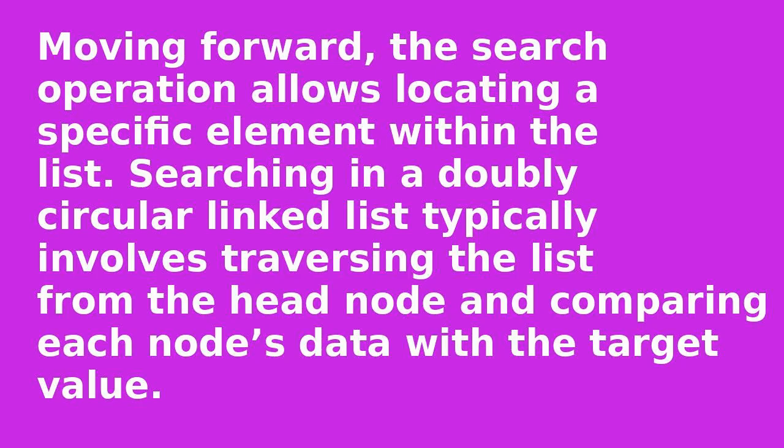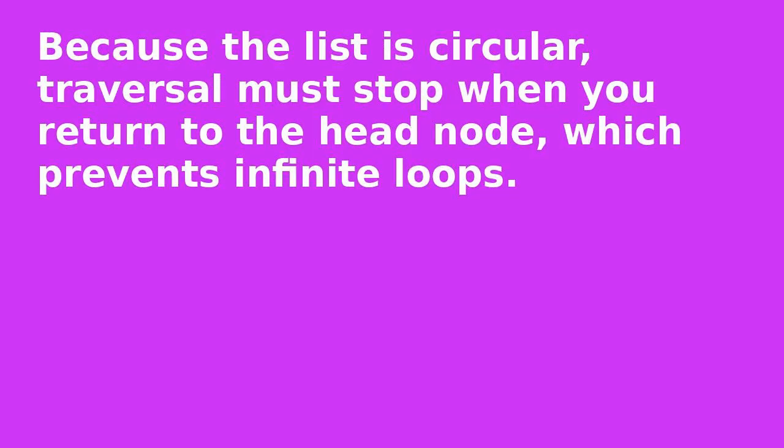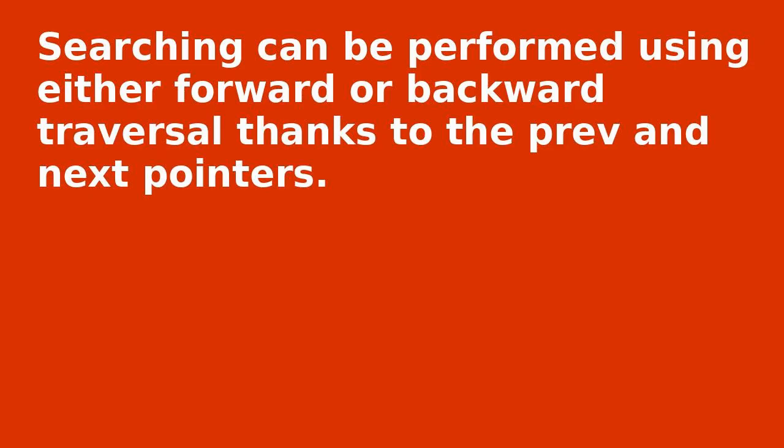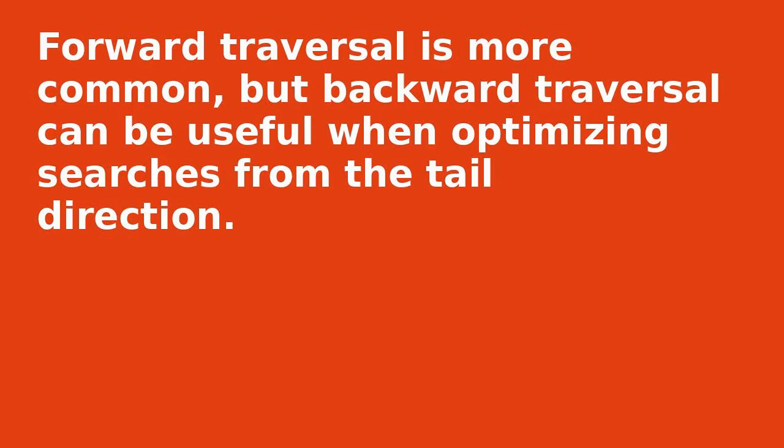Moving forward, the search operation allows locating a specific element within the list. Searching in a doubly circular linked list typically involves traversing the list from the head node and comparing each node's data with the target value. Because the list is circular, traversal must stop when you return to the head node, which prevents infinite loops. Searching can be performed using either forward or backward traversal, thanks to the prev and next pointers. Forward traversal is more common, but backward traversal can be useful when optimizing searches from the tail direction.